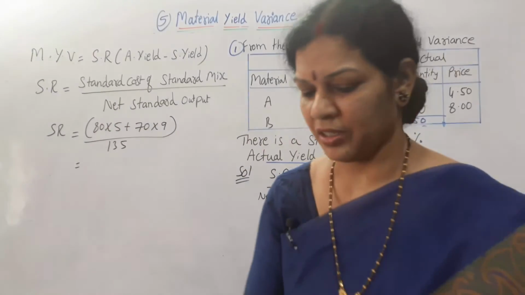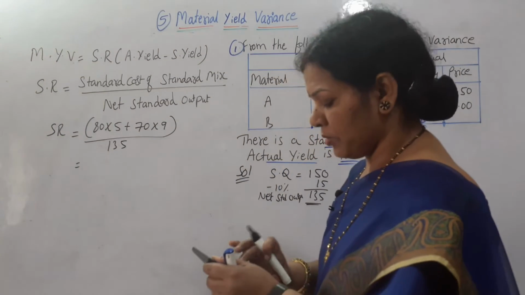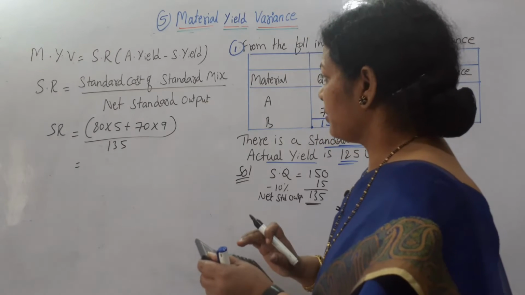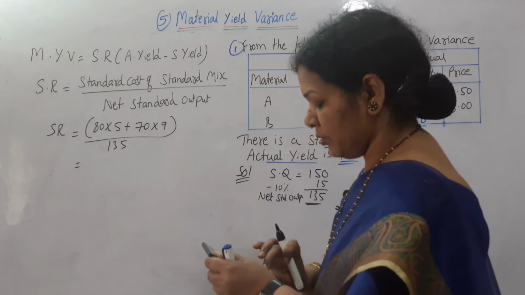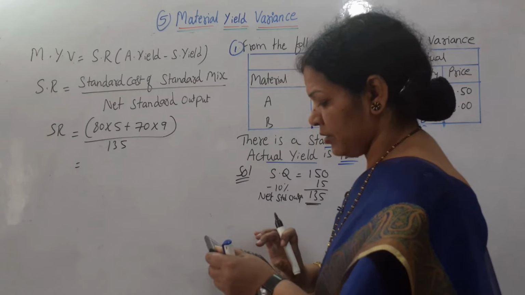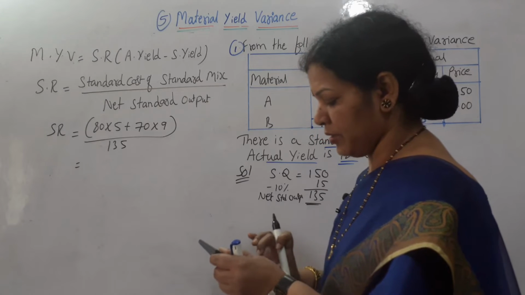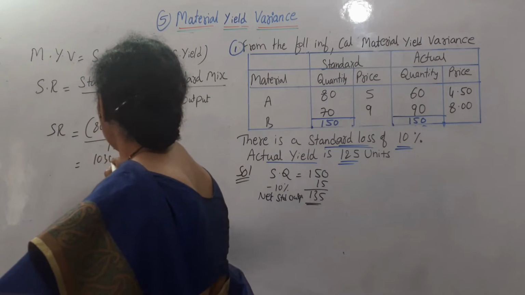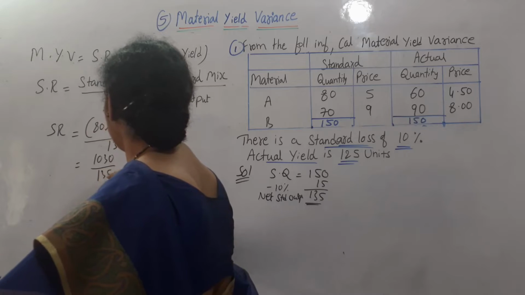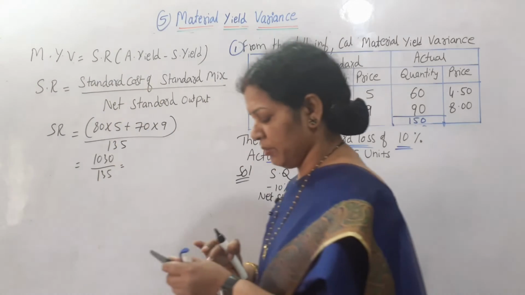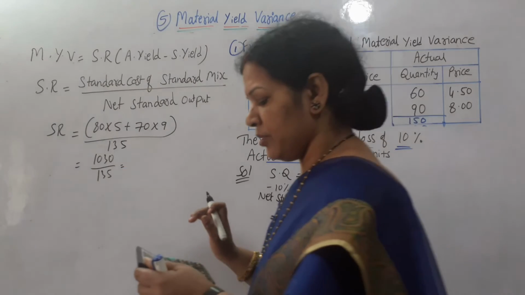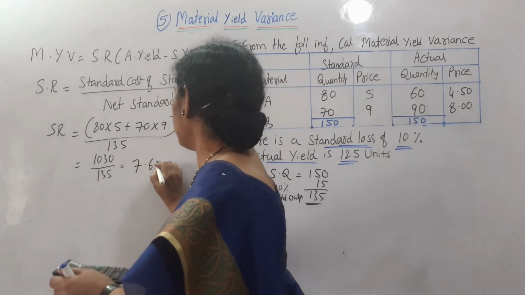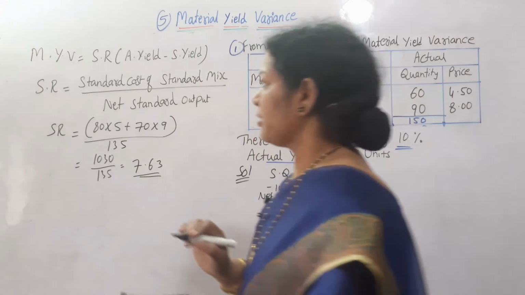You do the calculations and we get the standard rate. 80 into 5 is 400, 70 into 9 is 630, plus 400, it is 1030. 1030 divided by 135 is 7.63. This is the standard rate.